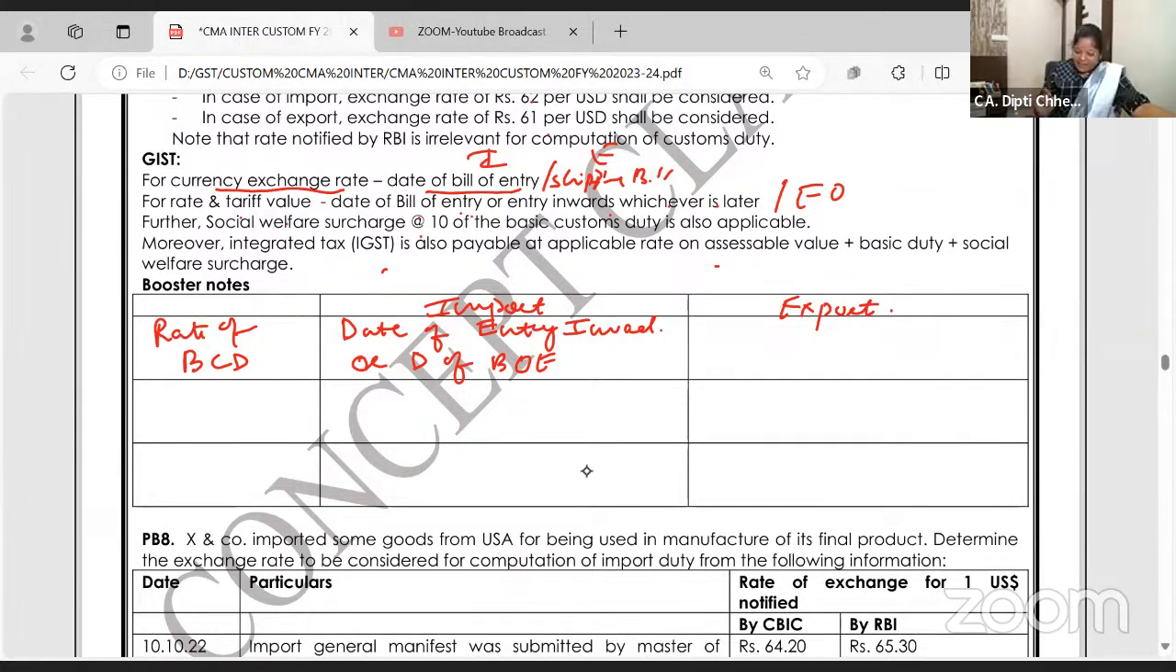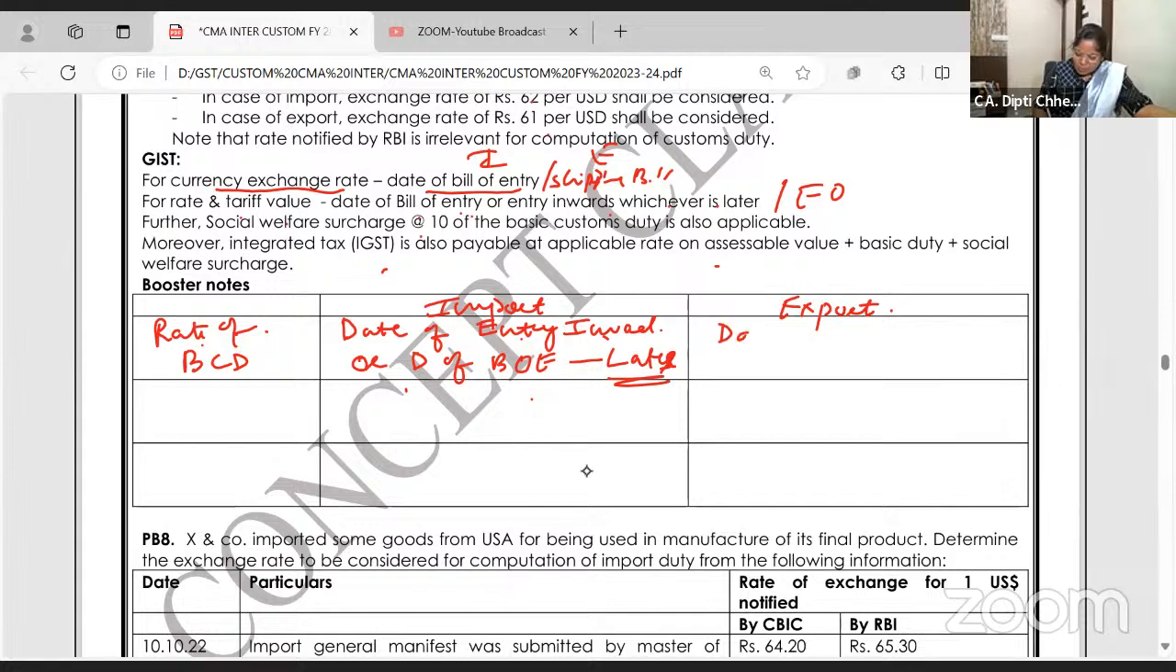अगर आपने पढ़ा है, आइडिया है, तो यहाँ से भी ज्वाइन करोगे तो assessable value तो समझ में आ जाएगा. You can watch the video later. Rate of the basic custom duty. Ma'am, custom duty rates, they have given 10%, 12%, 18% on different dates. Which rate you have to take? Date of entry inward or date on which the bill of entry document is presented, whichever is later.